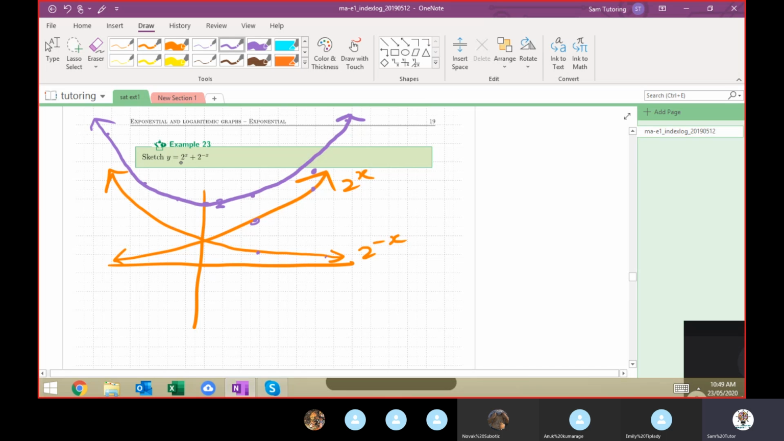Does that make sense? So what you did, you draw 2^x, you draw 2^(-x), and then you just add your y values.